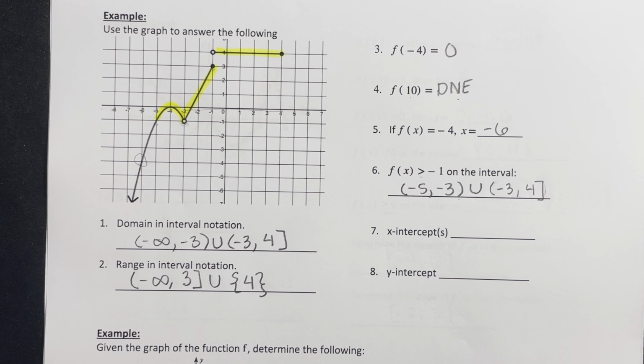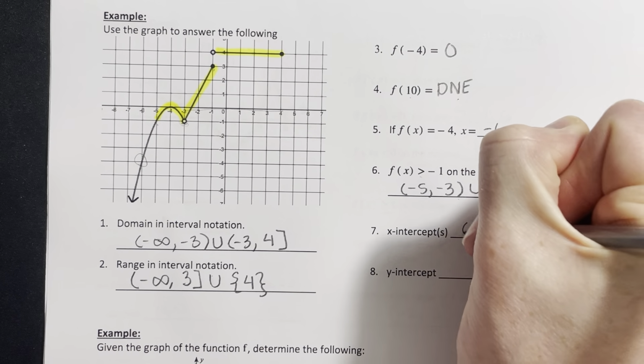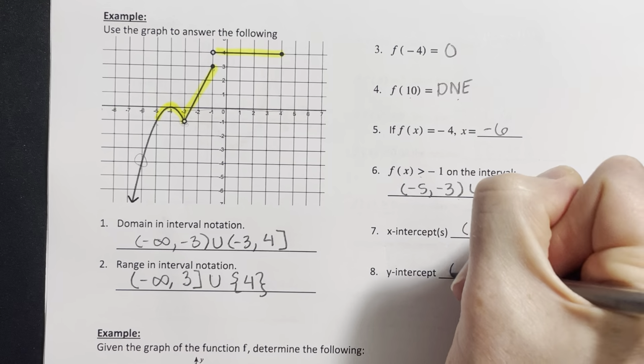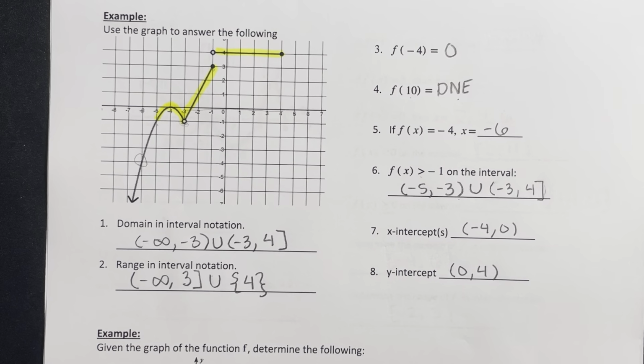As we describe the x-intercepts, in this case, there's one x-intercept. It's at negative 4, 0. The y-intercept would be at 0, positive 4.